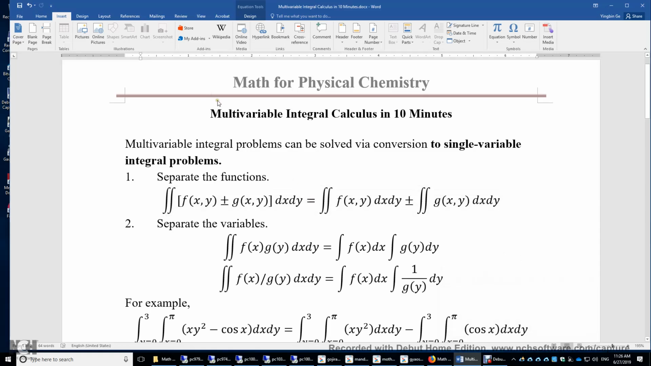In this video, I will review multivariable integral calculus in 10 minutes. Multivariable integral problems can be solved via conversion to single variable integral problems.